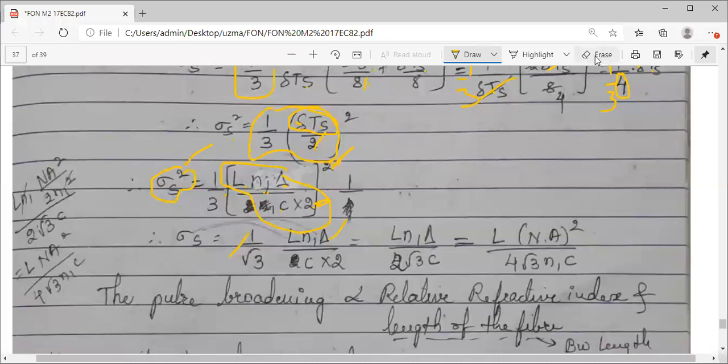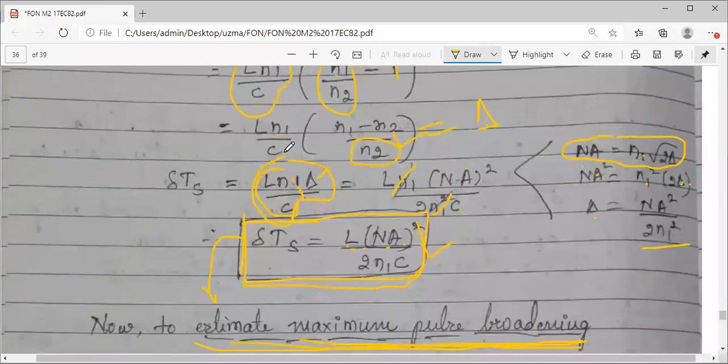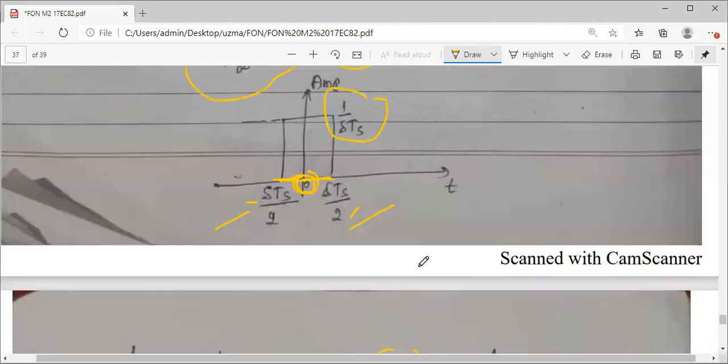Both sides you have a square term. You can see both sides you have a square term. This complete bracket will be kept as it is, because this square term will cancel. The complete bracket I have kept as it is. Just simply rearrange: Ln1 delta divided by 2 root 3 c. And if you want the value of delta Ts in terms of numerical aperture, you substitute that.